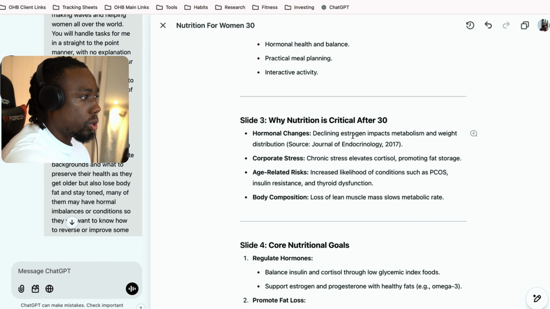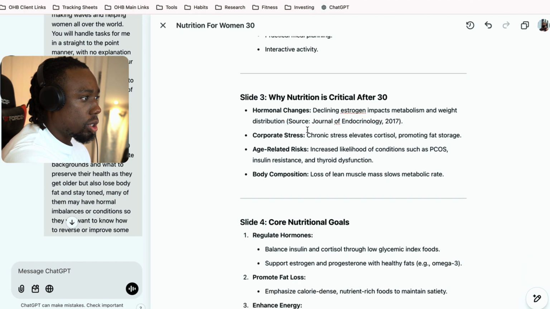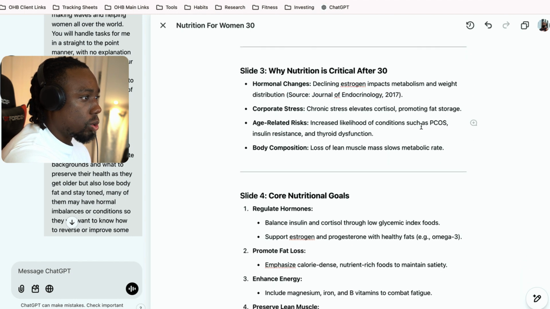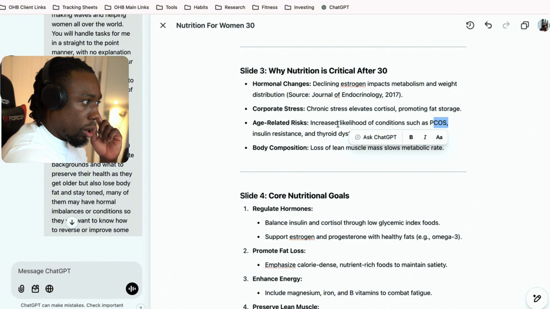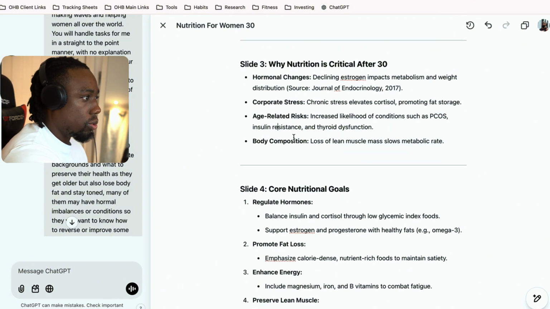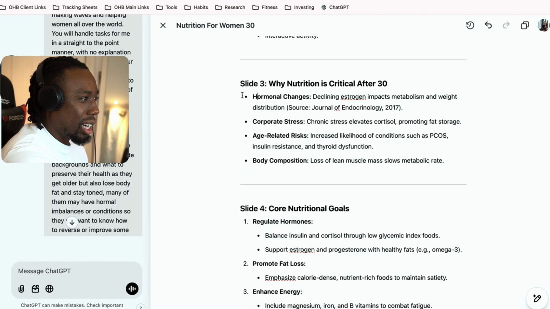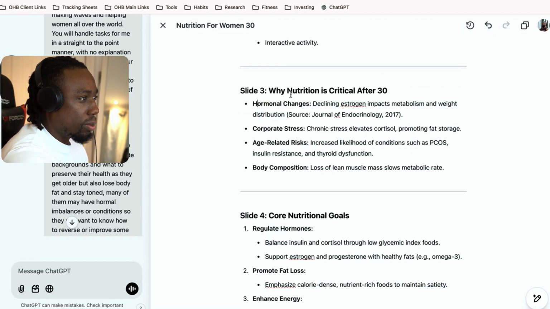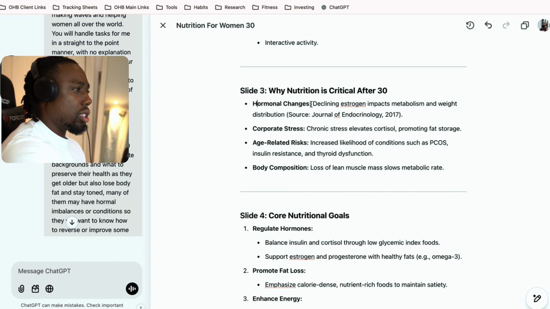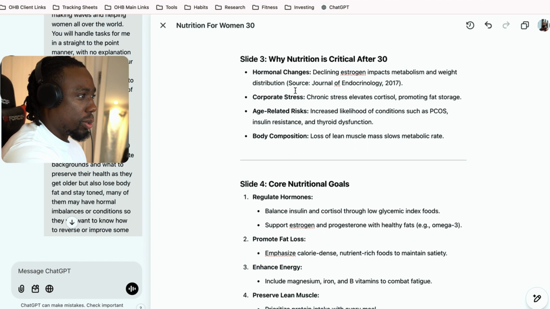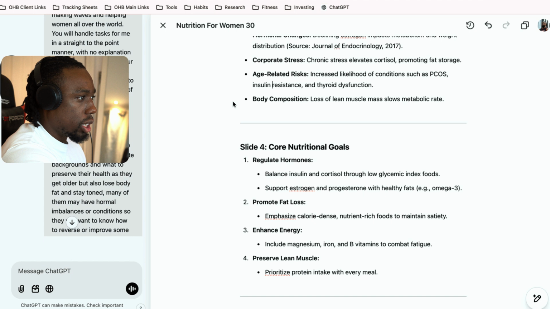Why nutrition is critical? As you see, it's giving you some studies, age-related, talked about PCOS, which is something I had in my mind, insulin resistance, thyroid dysfunction, amazing, loss of lean muscle mass. A lot more compressed than before, which is actually better. I like it because before I felt like there were a lot of other points, but this is specific to that type of woman. Corporate stress, hormonal changes, age-related risk.